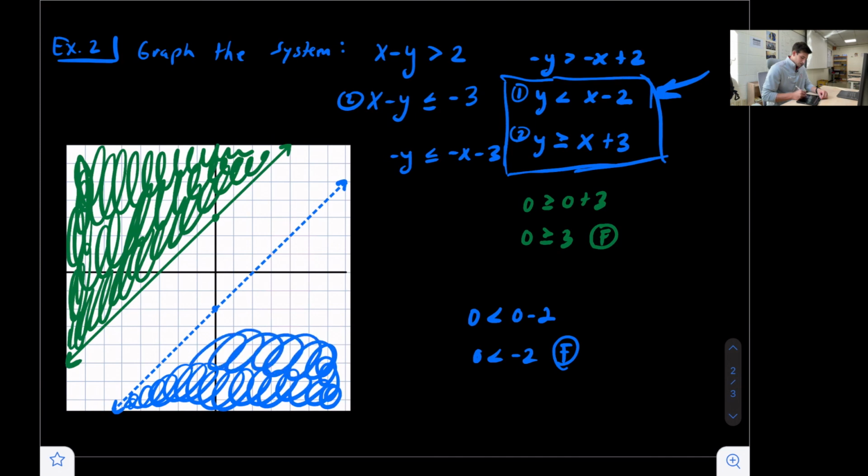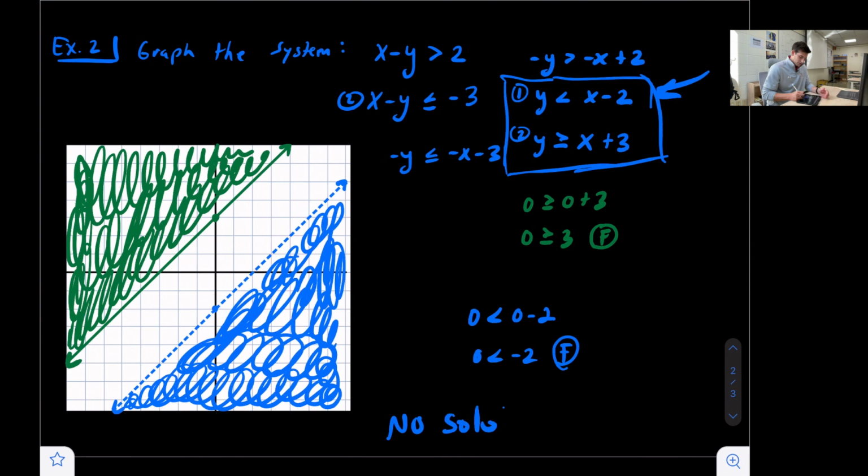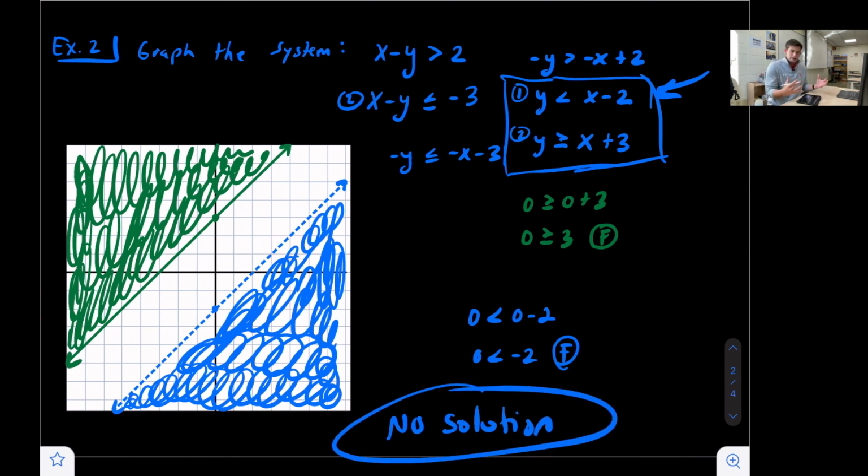Okay, but now once we do this, this one looks a little bit different than the previous example because in the previous example, we said that the solution to the system was where the shading overlapped. Well, we don't see any overlapping shading on this example. So because of this, we're going to say that there actually is no solution. Okay, so that one was a little bit different because we didn't have overlapping shading.